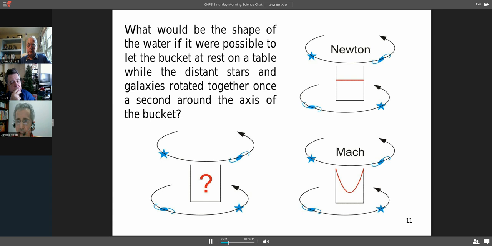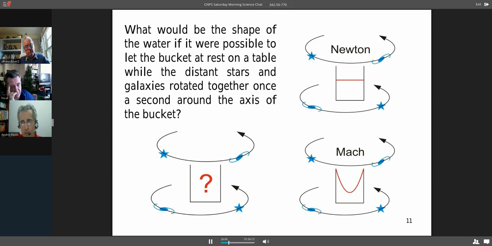According to Newton, his theorem 30, the stars and galaxies exert no force inside, even when they are spinning, because his law of gravitation does not depend on velocity and acceleration. So nothing will happen in the water. It will remain flat. If, on the other hand, Mach is correct, and if we could perform this experiment, the water would go up. How much? It depends on the angular rotation between the fixed stars and galaxies and the water.